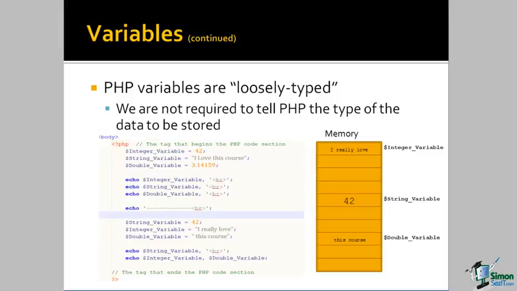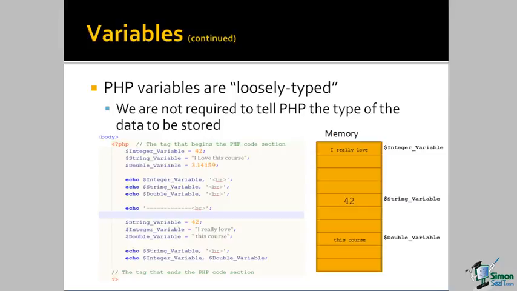In PHP, unlike other programming languages, PHP variables are loosely typed. That means we don't have to tell PHP the data type that we're going to store in a variable. Again, much of the abstraction here of the memory management done by the PHP preprocessor is what makes PHP such a popular and powerful language. In this case, again, I've created those 3 memory locations, those storage areas in memory, with the names integer variable, string variable, and double variable. Those values that I assigned went into those memory locations.